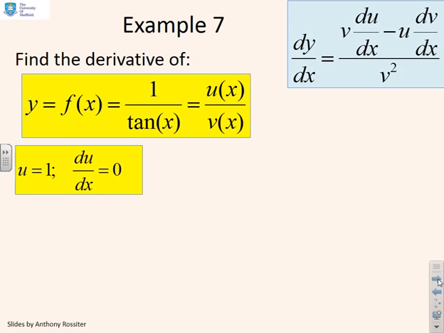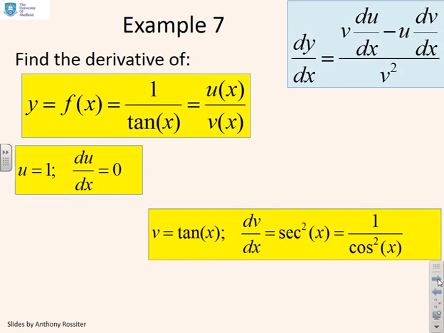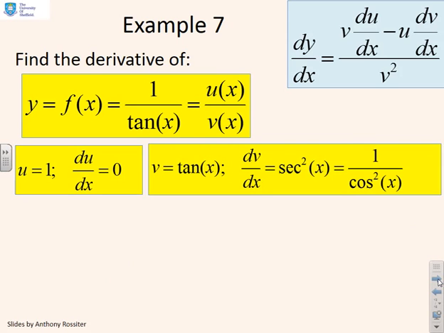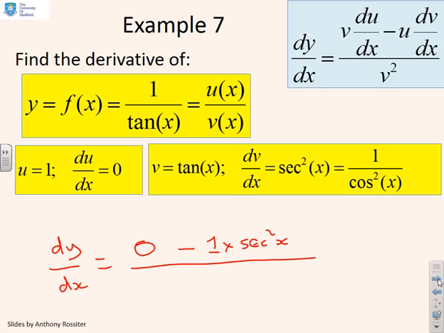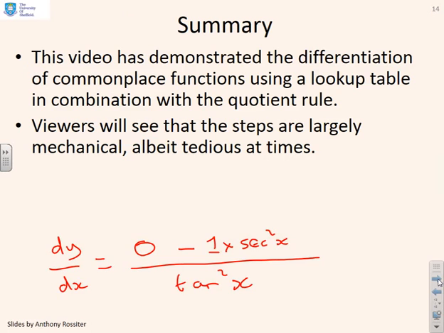Example 7. What about 1 over tan x? Well, here again, u is 1, du/dx is 0, v is tan x, so dv/dx is sec squared x, or 1 over cos squared x. You can choose depending upon how you want to write the answer. So dy/dx is again going to be a 0 term, which I'll ignore, and then I'll get minus 1 times sec squared x, all divided by tan squared x. And you can simplify that if you want, but it's not the purpose of this video to look at that.